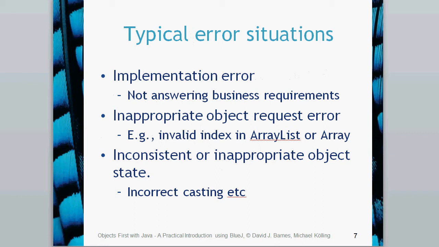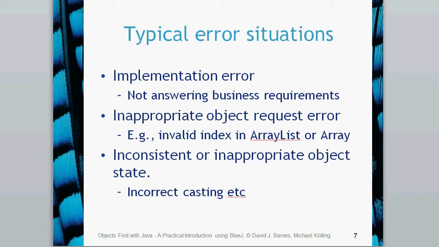Other error situations: this implementation error, which is our logical error, basically is not answering the business requirements. So you have to be very clear of what the requirements are for the business, or for what your application is needed for. If it's not answering that, then it's an implementation error. Another type of error could be inappropriate object request error. So something like when we try and get access to an array list or an array or a hash map or some kind of collection, and the key or index that we're looking for is not there, then that's going to be an error as well.